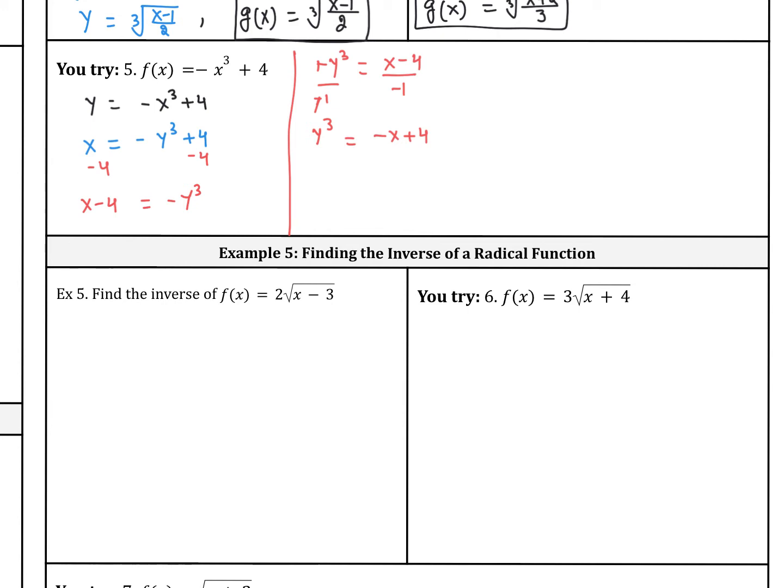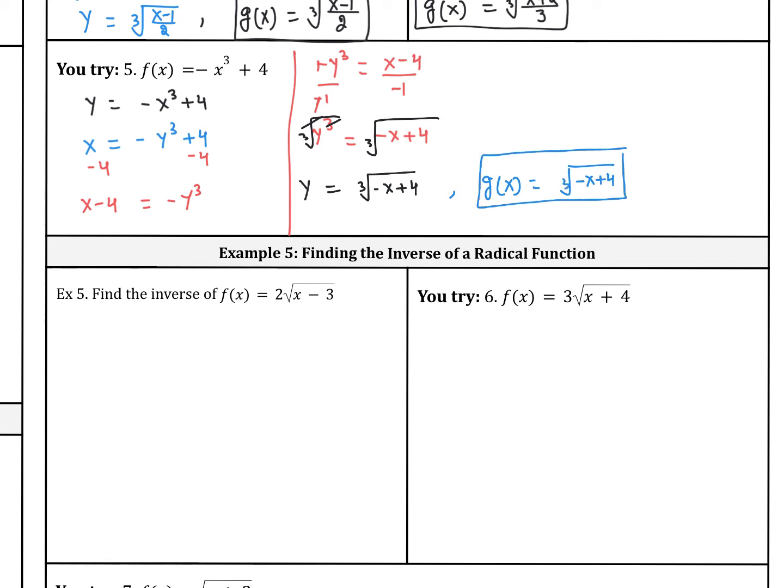The next step is to remove the cube, and you can take a cube root on both sides. Cube and cube root cancel. y equals cube root of negative x plus 4, or you can write it as g(x) equals cube root of negative x plus 4. Cube root of negative x plus 4 is your answer.